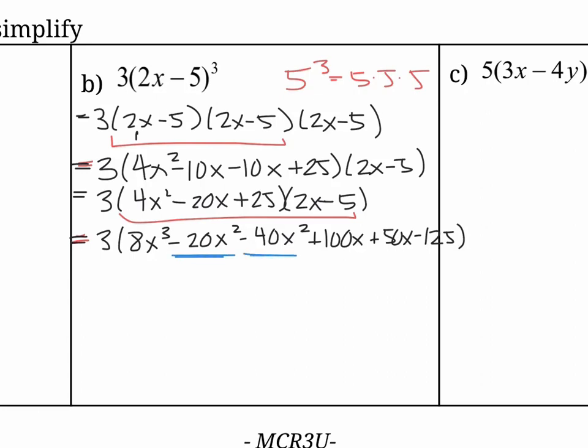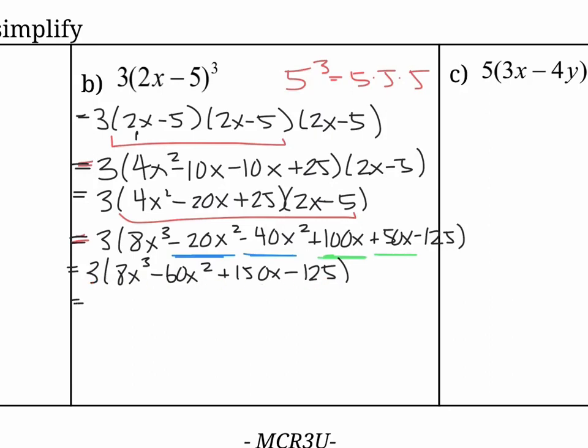So here we have negative 20x squared minus 40x squared. And then we have 2 x terms, 100x plus 50x. Let's just simplify that really quickly. So we have 8x to the power of 3 minus 60x squared, negative 20 minus 40, plus 150x minus 125. And our last step is, of course, to multiply this monomial into this bracket in here. So we're going to multiply 3 by everything inside of it.